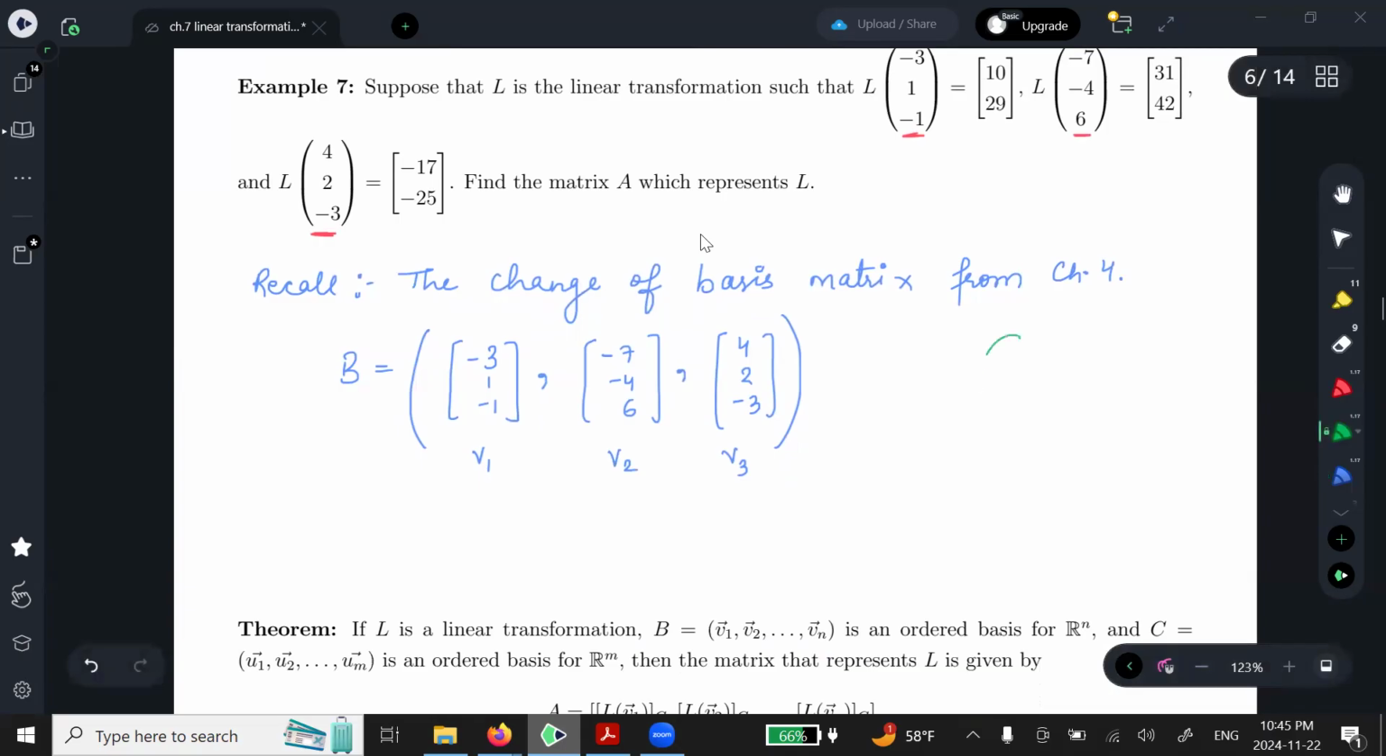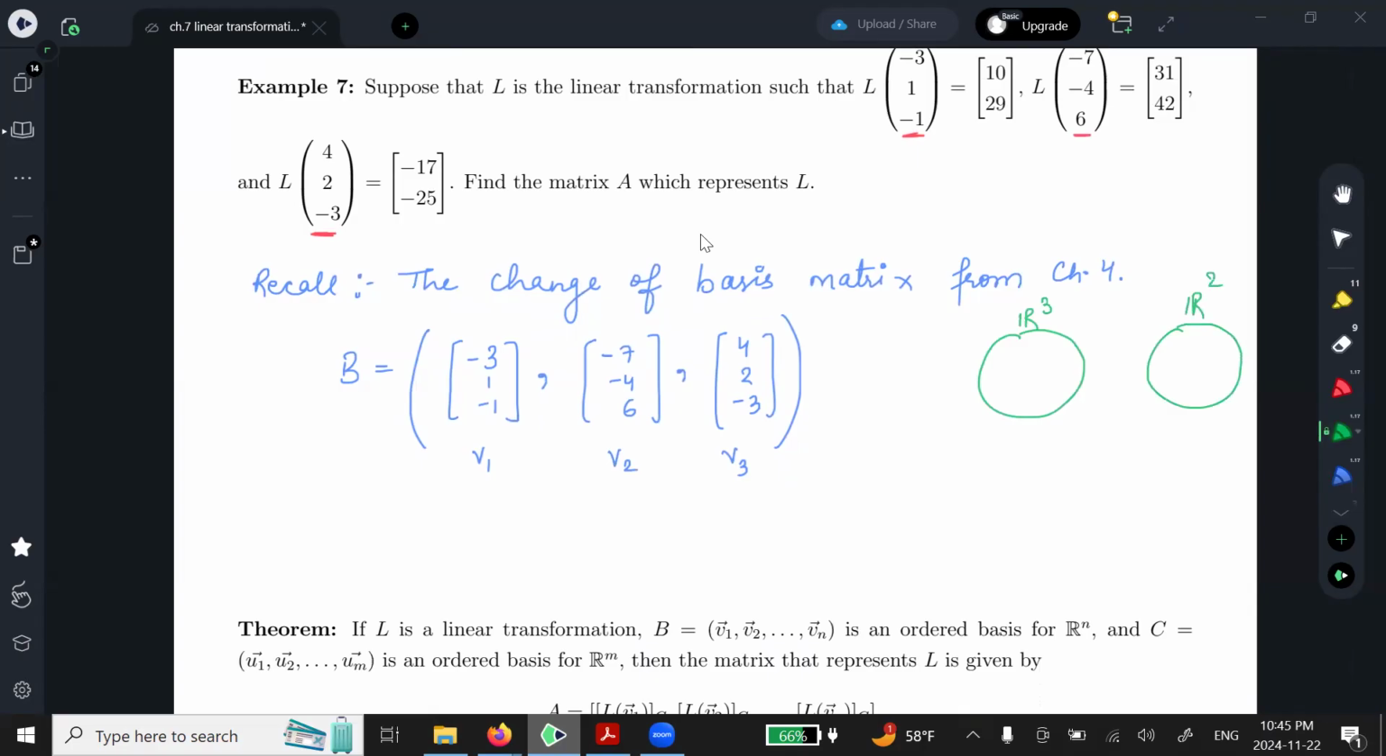Now, what is the catch here? This linear transformation is still picking a vector from R3 and giving you an image in the two-dimensional subspace, right? As you can see, I only have two components here, but it's picking up a vector which is represented with respect to basis B, and that's something we don't want. So how do we change from basis B to a standard basis representation? We apply the change of basis matrix.